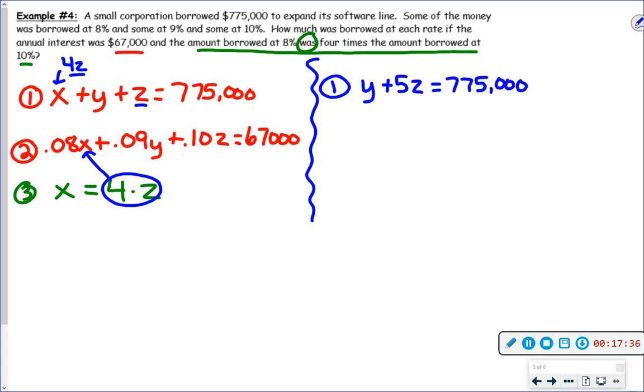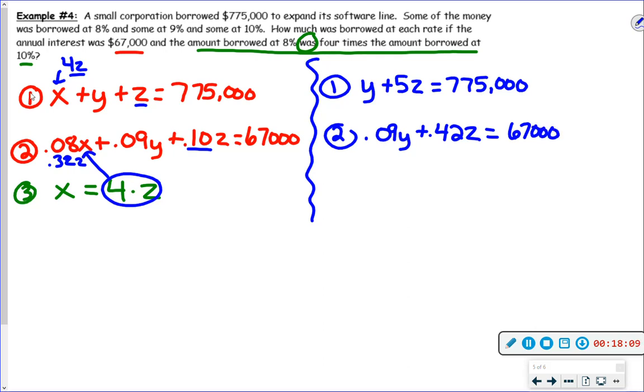And then my new equation 2, you might need, of course, a little calculator out for this, because if you put 4z in here, 0.08 times 4z, I'm just going to jot it underneath, 8 times 4, 0.32z. So 0.32z plus 0.10, 0.42z, 0.09y plus 0.42z equals 67,000. All right, that's not looking so bad. I mean, the decimals maybe.